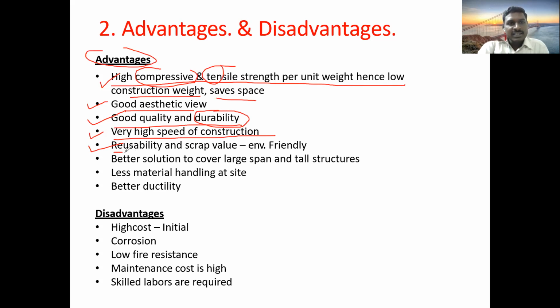Then reusability and scrap value. Just a minute.